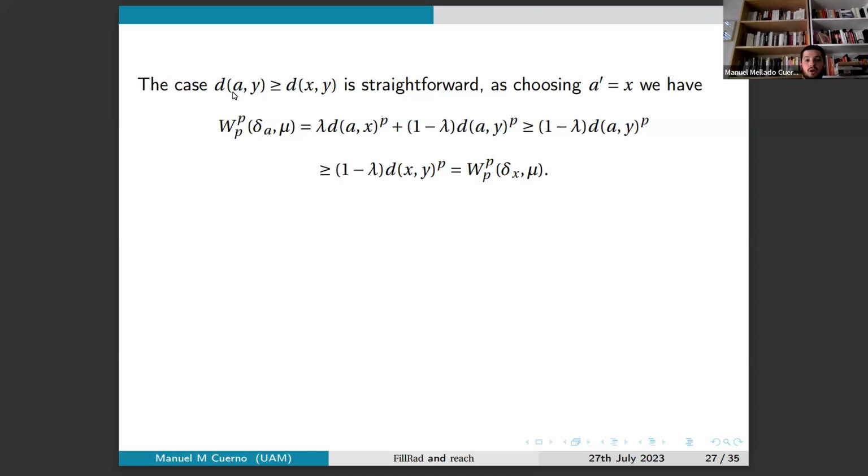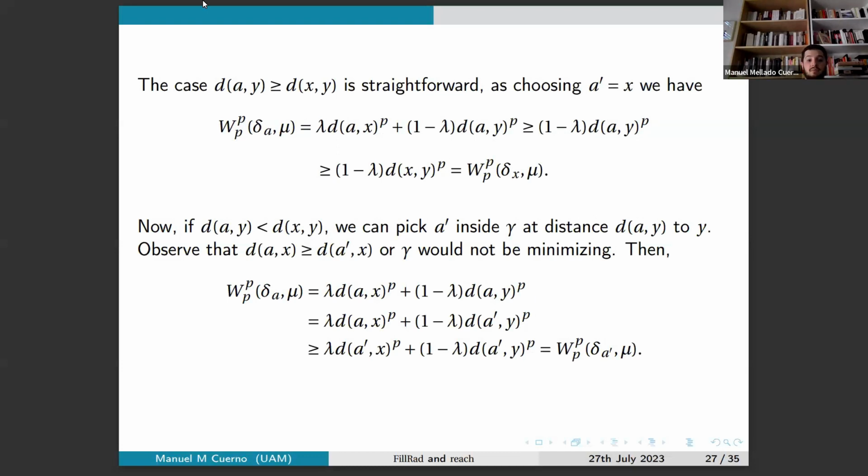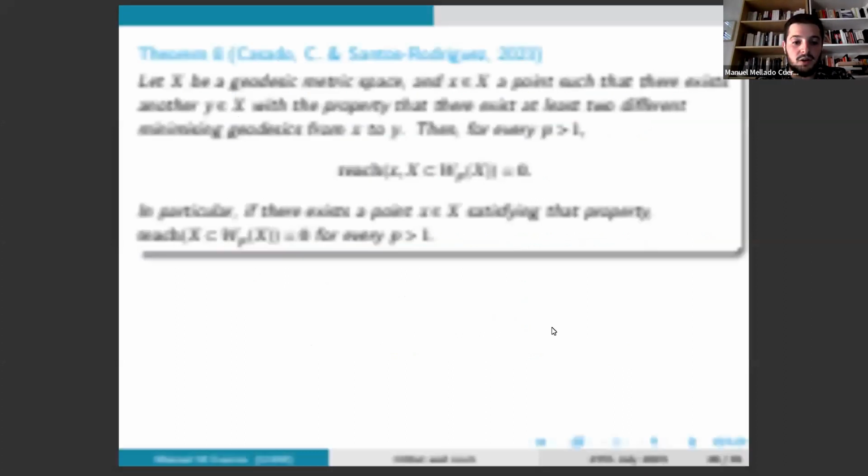The first case is that for the point A, the distance from A to Y is greater than or equal to the distance of X to Y. And this is straightforward. If we choose X as the point in the geodesic, we have the desired inequality. Now we have the other case, and we can pick A inside the geodesic at this distance to Y, because we can arbitrarily choose this point. And if you observe all these computations, we indeed have the desired inequality.